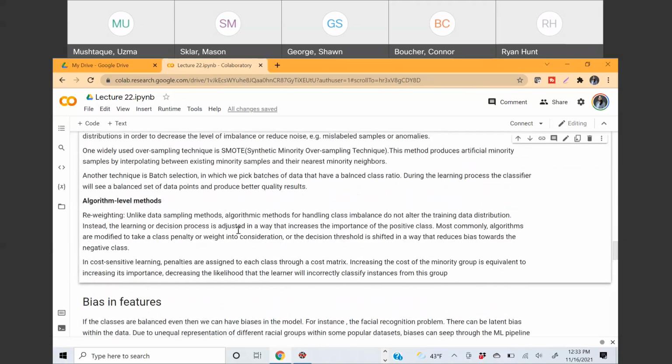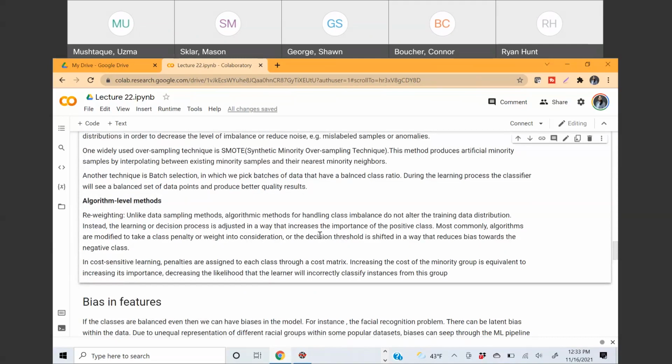Okay, and then there are algorithmic level methods. These are more common now with AI models. And what we do is, unlike these data sampling methods, we don't change our data. We keep the data as it is.